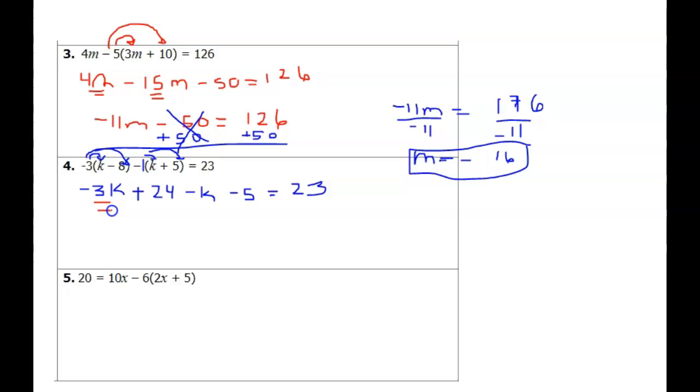I'm looking at this and I notice, hey, we got some k's. These k's can all go together. Negative 3k minus k, well, that is negative 4k. And I got some numbers here. 24 minus 5, well, that is positive 19. And it equals 23.